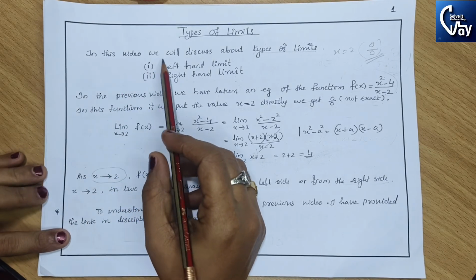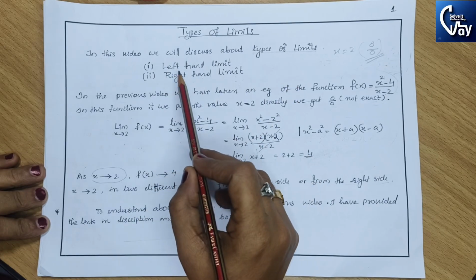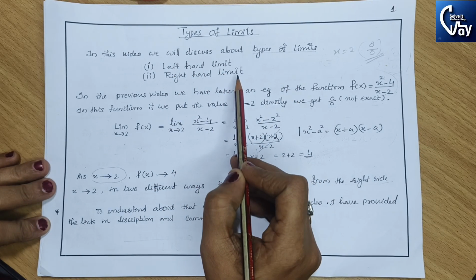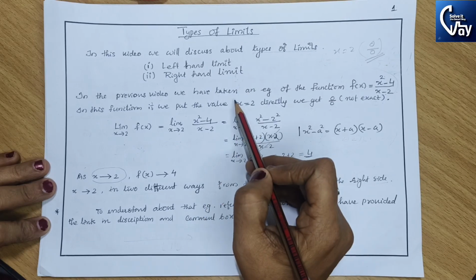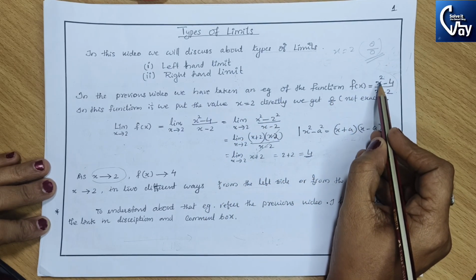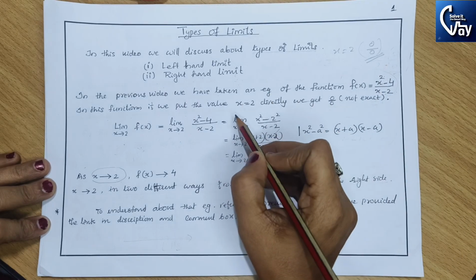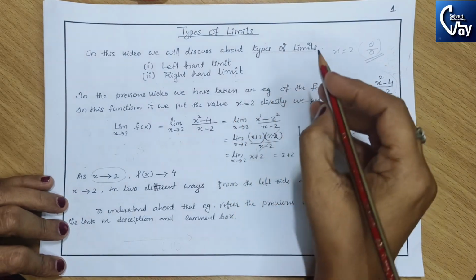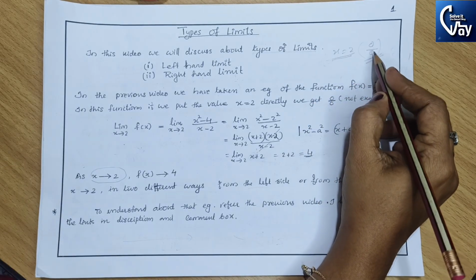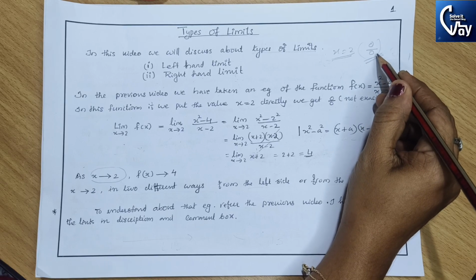In this video, we will discuss types of limits: left hand limit and right hand limit. In the previous video, we took an example of the function f(x) = (x² − 4)/(x − 2). In this function, if we put the value x = 2 directly, we get 0/0. This form is known as indeterminate form.